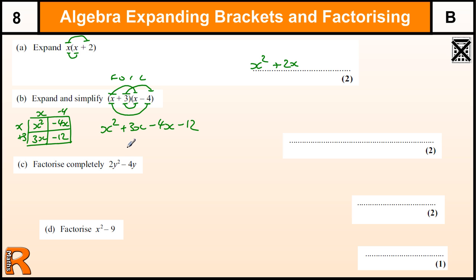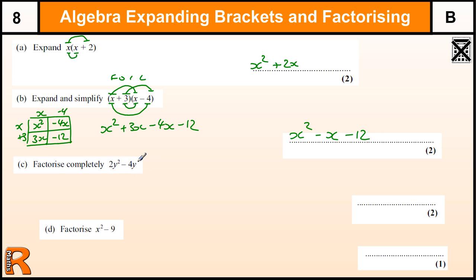I think maybe you would get 1 mark if you had 3 of these terms correct, or maybe a sign was incorrect. But you get the second mark for simplifying. So this 3x minus 4x is minus x, so we have x squared minus x minus 12.